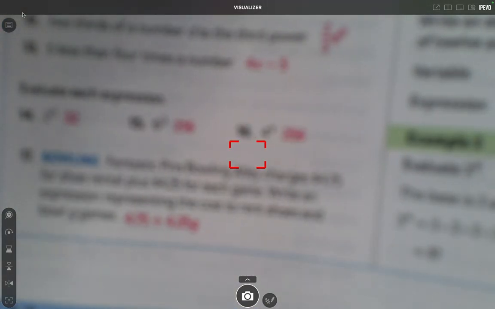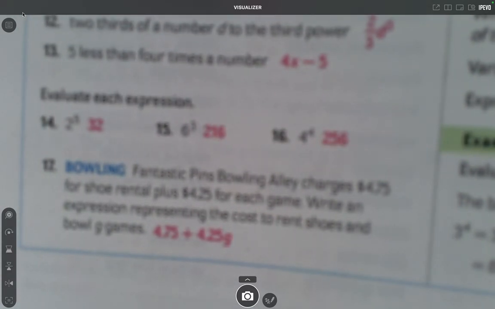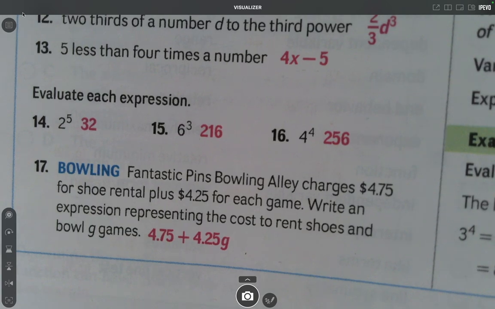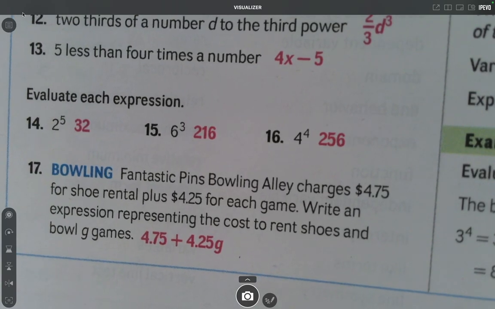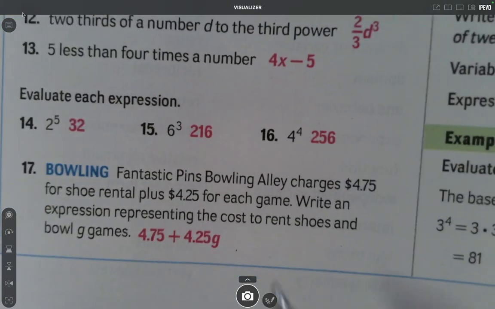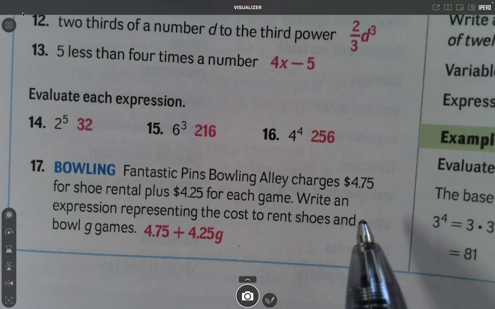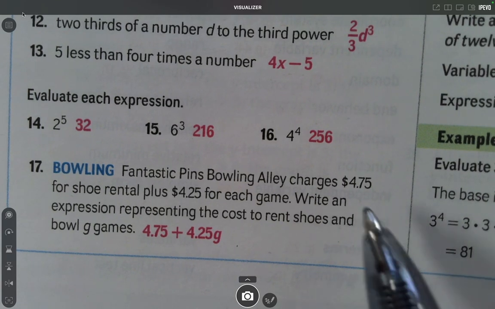So Fantastic Pins Bowling. Hopefully it'll focus soon. There we go. Fantastic Pins Bowling Alley charges $4.75 for shoe rental, plus $4.25 for each game. Write an expression representing the cost to rent shoes and bowl G games. So when you go bowling, you only have to pay for shoe rental once. Now I'm assuming you're an individual. I understand every person has to pay, but each person just pays for their shoes one time.